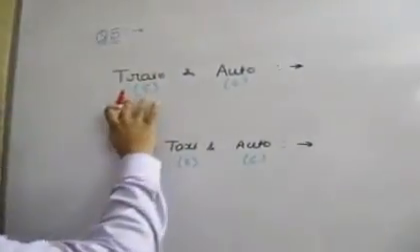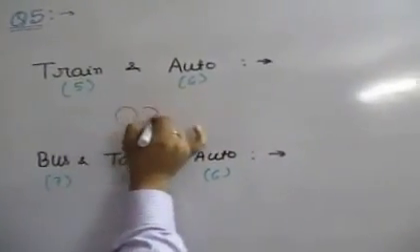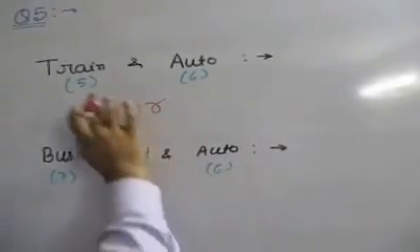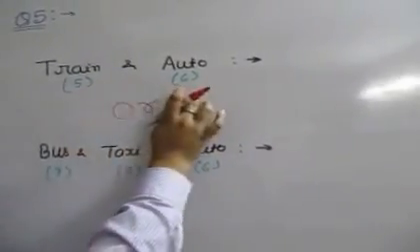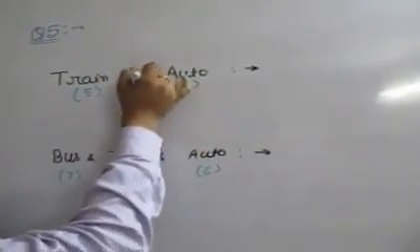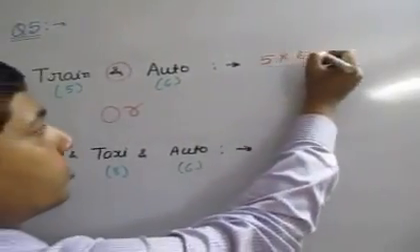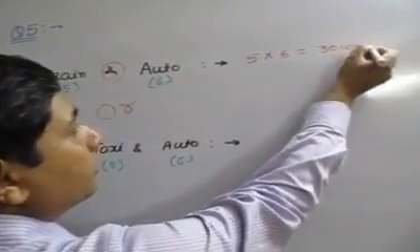First option, either he can take a train and auto combination, or he can take a combination of bus, taxi and auto. If you go with the first combination, then the total number of ways is 5 into 6. Why 5 into 6? Because train and taxi both. This "and" implies that we have to apply the fundamental principle of multiplication. So the total number of ways in this case is 30.